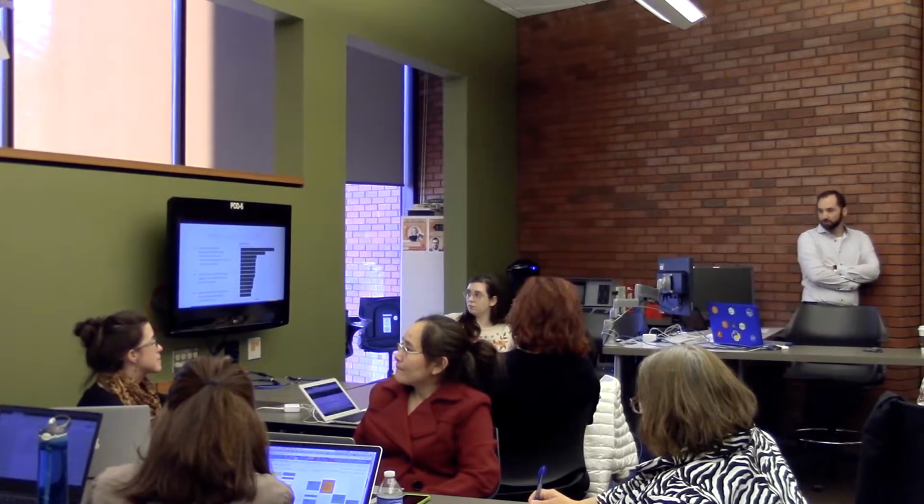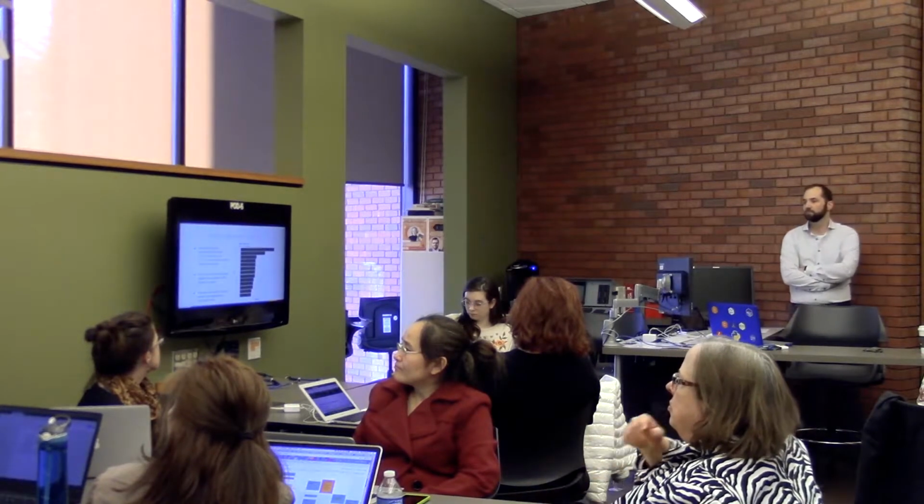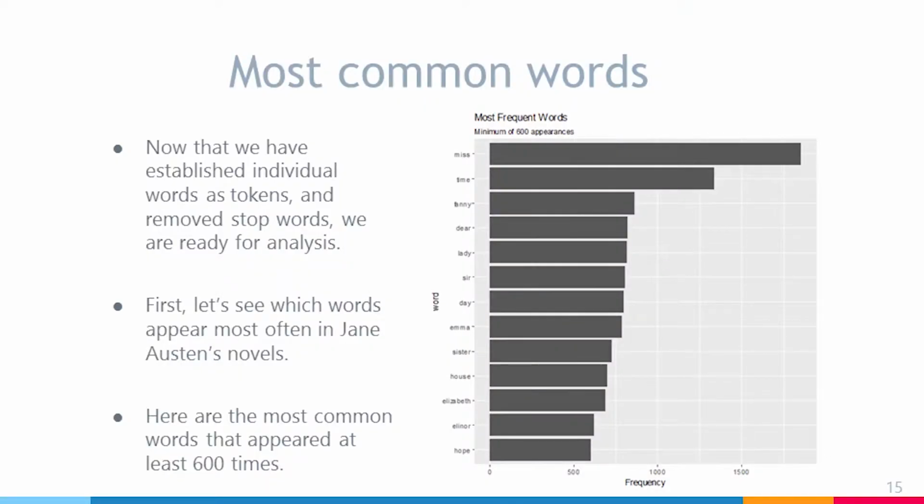So one of the first things that we're going to want to look at is, well, what are the most common words? If I get rid of stop words, what are the most common words that might appear in a text? Because that could tell me something about the sorts of subjects, the topics that Jane Austen was interested in. And so this first graph is just a simple bar chart showing us the common words.